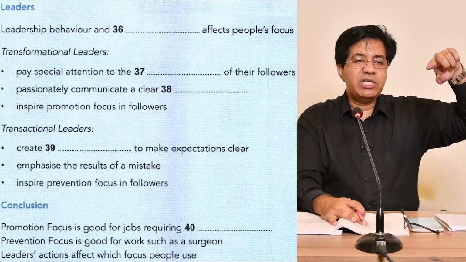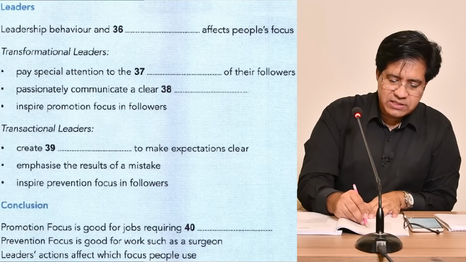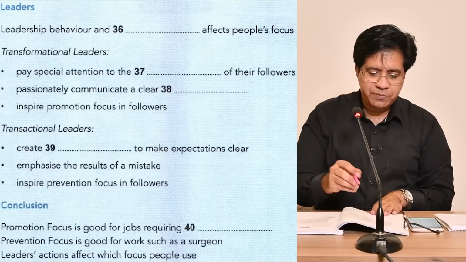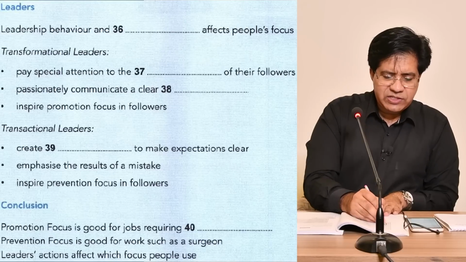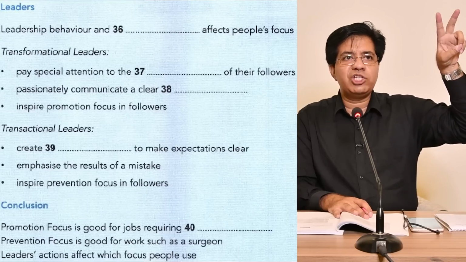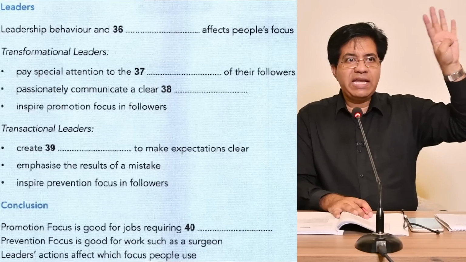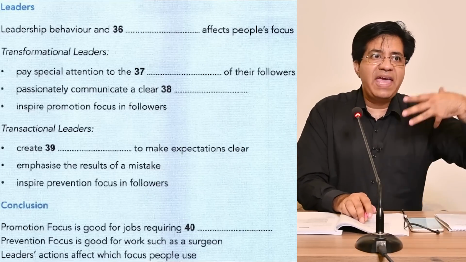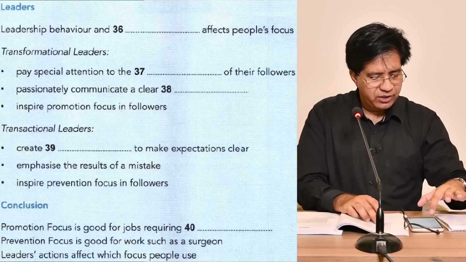Definitive vision. So the word definitive is for clear and vision is the right answer. Definitive and clear are synonyms in IELTS language. Question number 39 is about the transactional leader. Create. Now for create, listen, they can use the word make, manufacture, construct, or build. They can use any word. Create dash to make expectations clear. So they make something to make expectations clear.